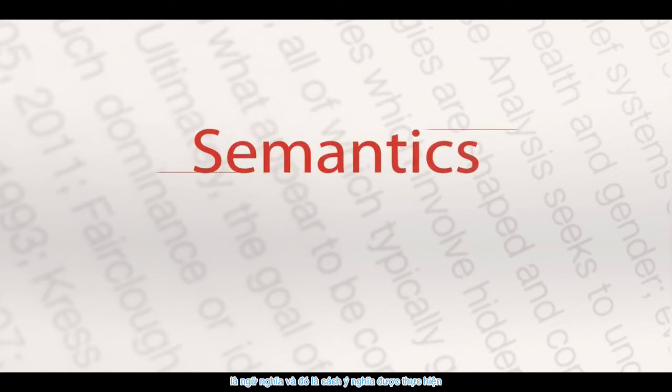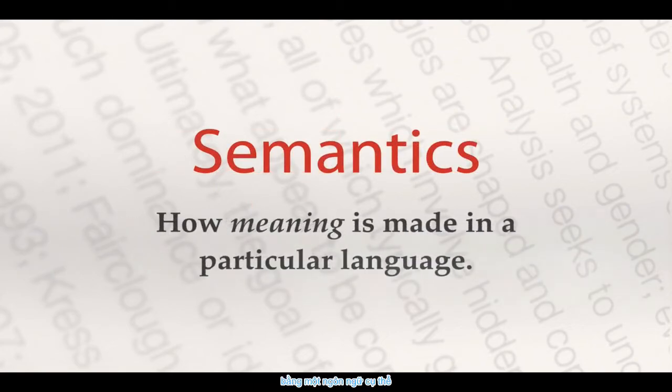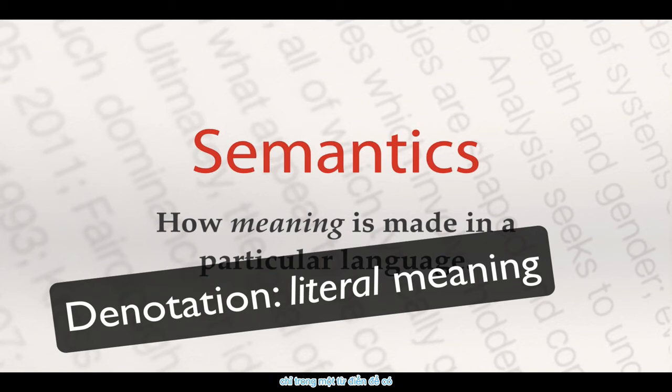The next thing that we'll think about is semantics. And that's how meaning is made in a particular language. And of course, words can have lots of different meanings beyond just their sort of denotative meaning. In other words, the meaning that you would see just in a dictionary.